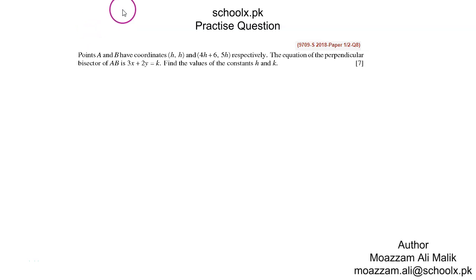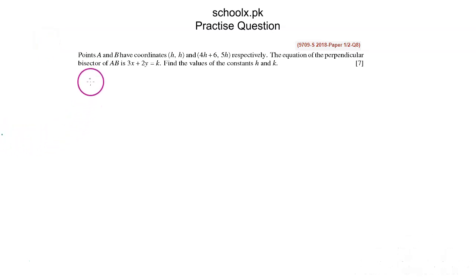In this question, it says points A and B have coordinates (h, h) and (4h + 6, 5h) respectively. The equation of the perpendicular bisector of AB is 3x + 2y = k. Find the values of the constants h and k.